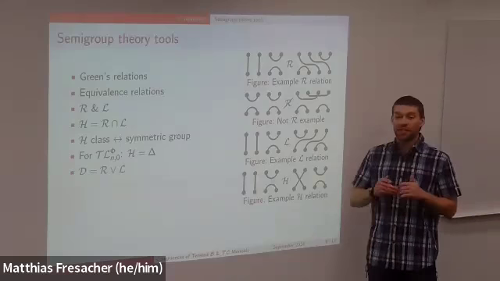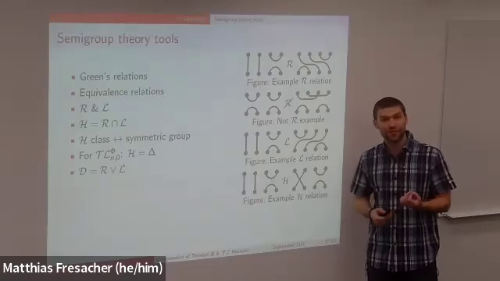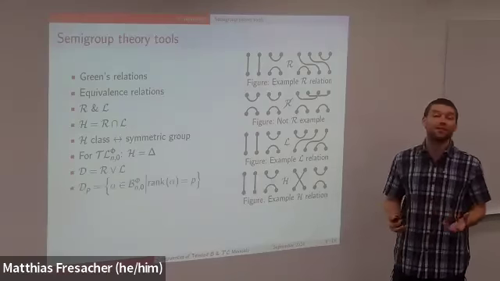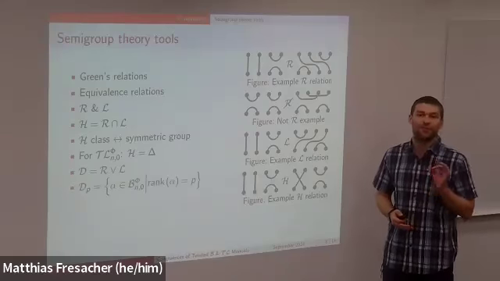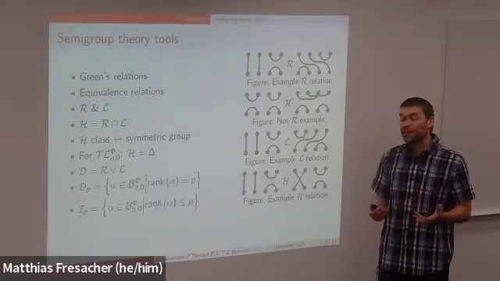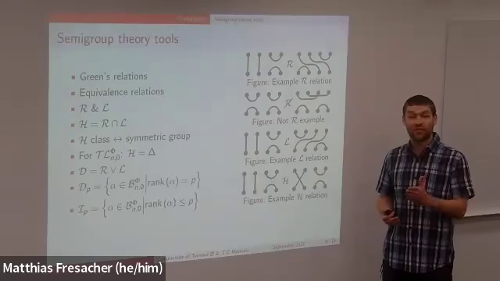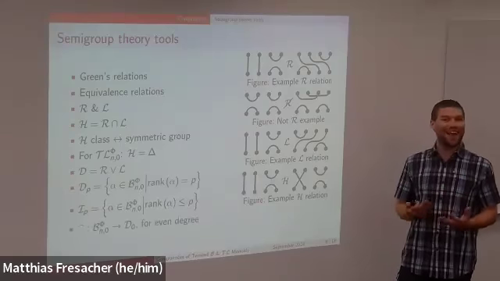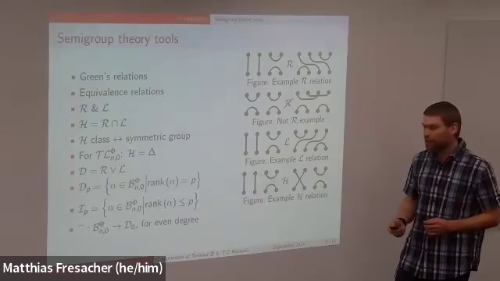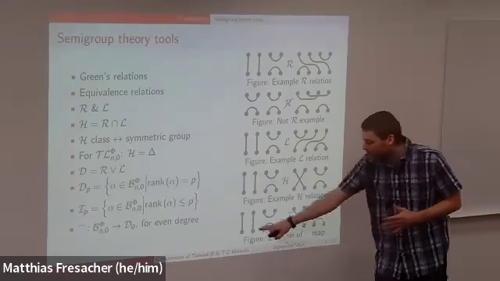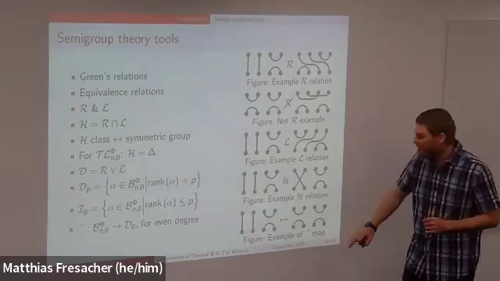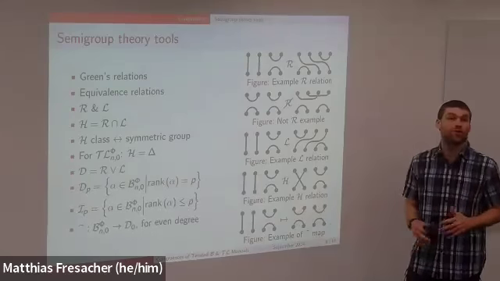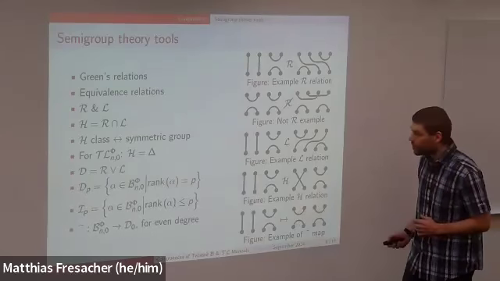Instead of intersecting, we can take the join of R and L, that gives us the D relation. And the D classes are all the diagrams with a given rank. The ideals are all the diagrams with a given rank or less. And the final ingredient we're going to need is a hat map. This is defined for even degree. And essentially, it just takes a pair of transversal edges and it annihilates them in the obvious way that you would expect.